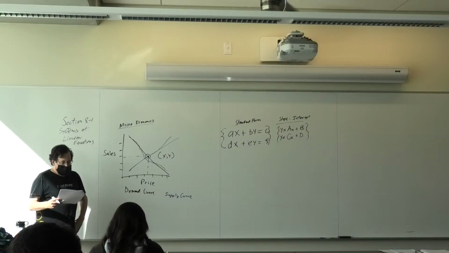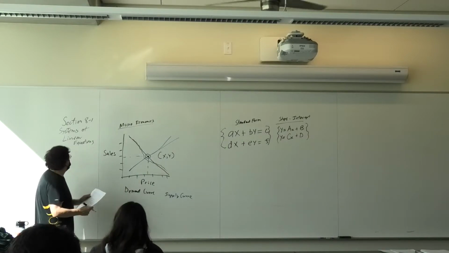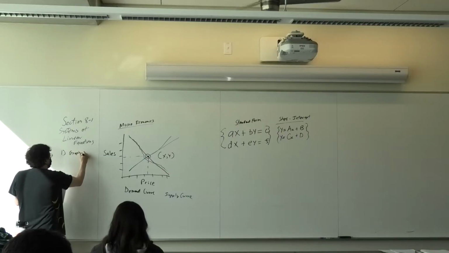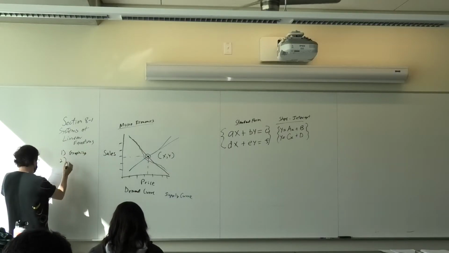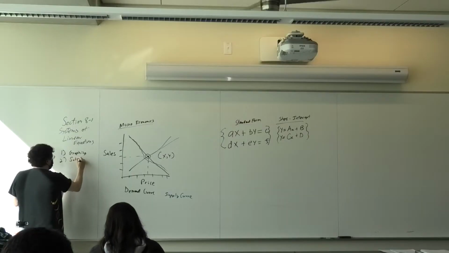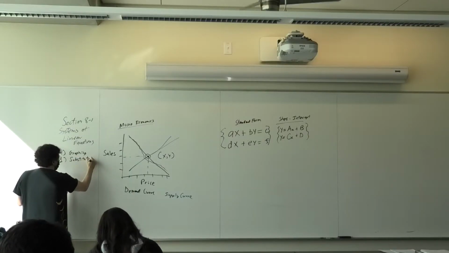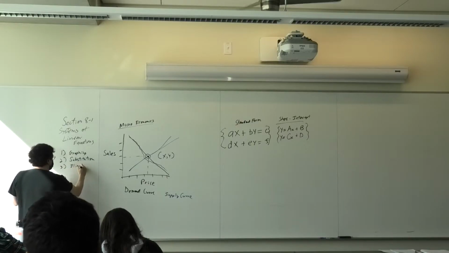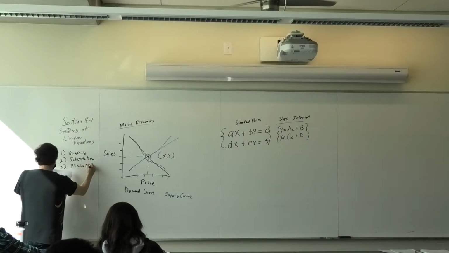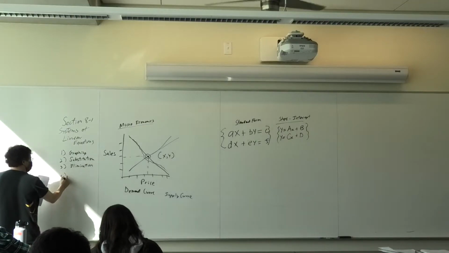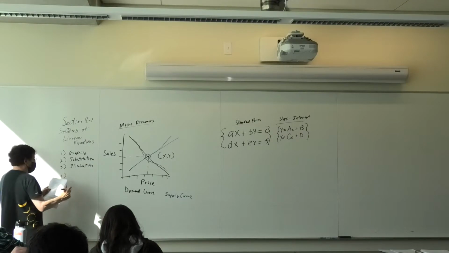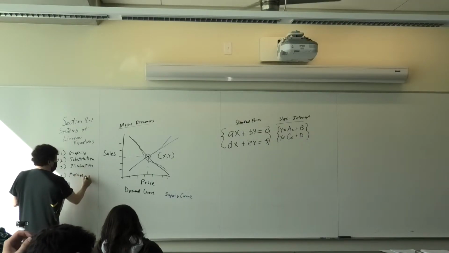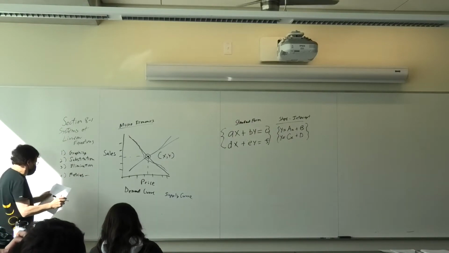The other ways we have, well, I'm just going to list them here for the moment. So we have graphing. I hope you're familiar with some of these. There's substitution. There's elimination. I'm going to list it here, but we're not going to look at it. You can use matrices and something called Gaussian elimination.